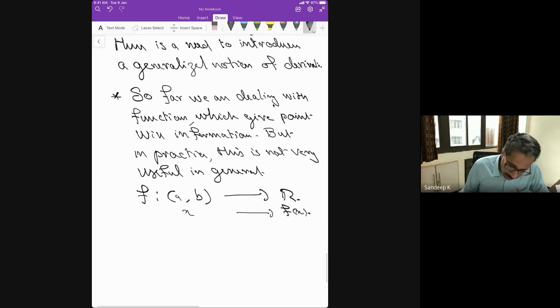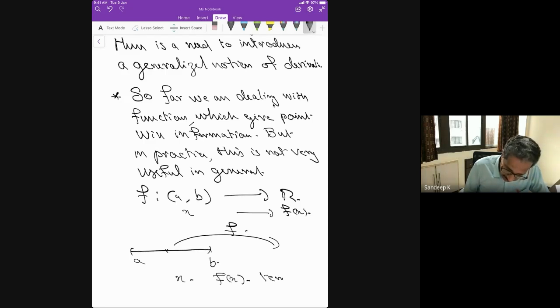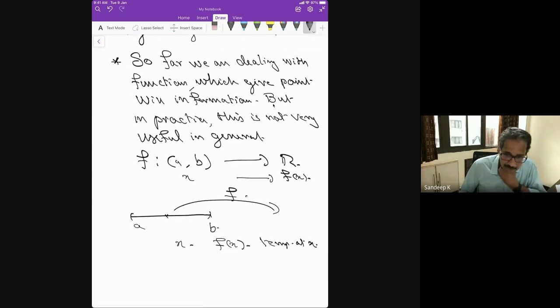Let me take a very practical situation. Suppose I have a rod here, some AB, and I'm going to give you its temperature at a point. So f(x) at a point x is going to be the temperature at x. The function f gives the temperature at every point on the rod AB. But the point here is that in practice, you can use a thermometer and try to find f(x), that means the temperature at a point x.